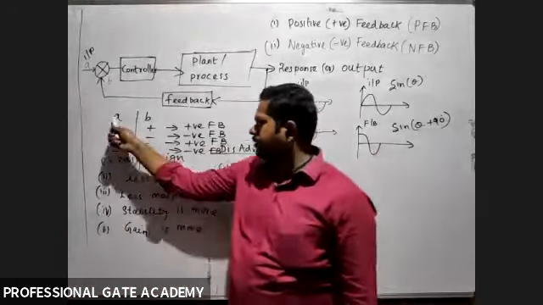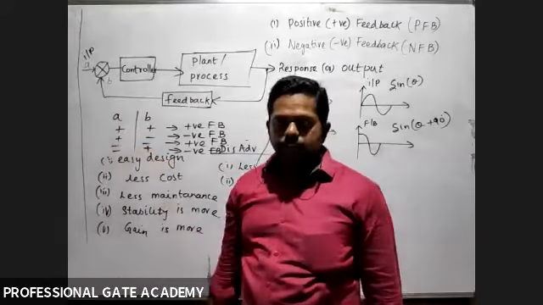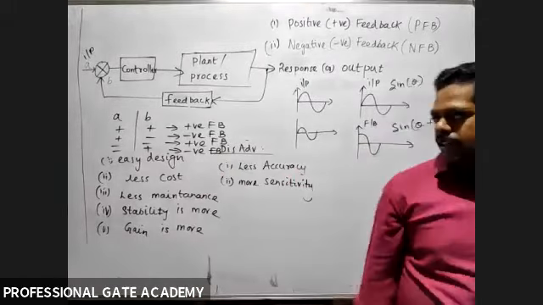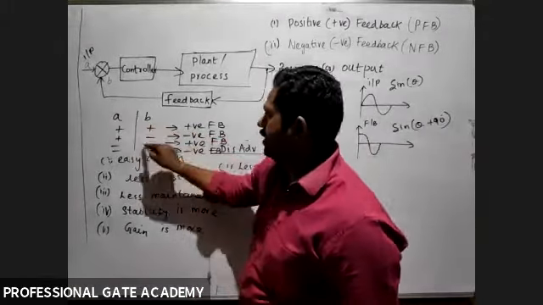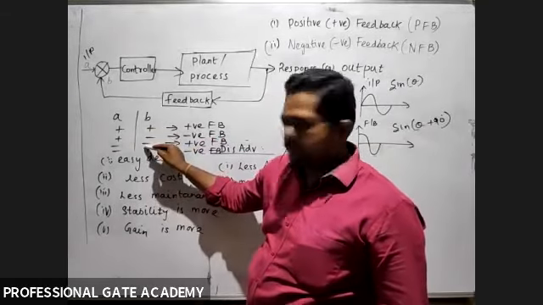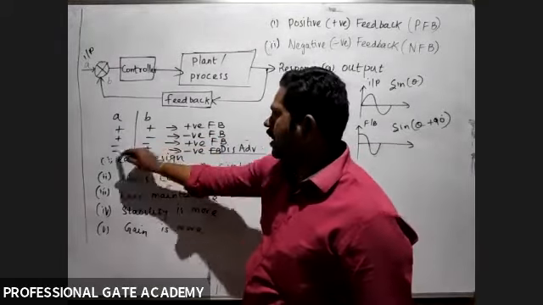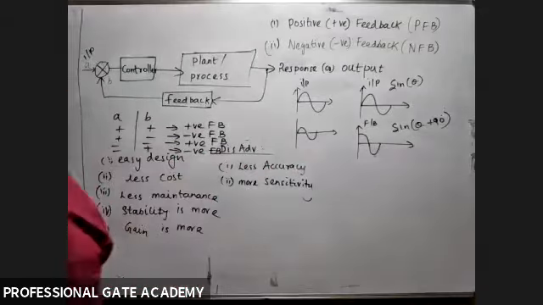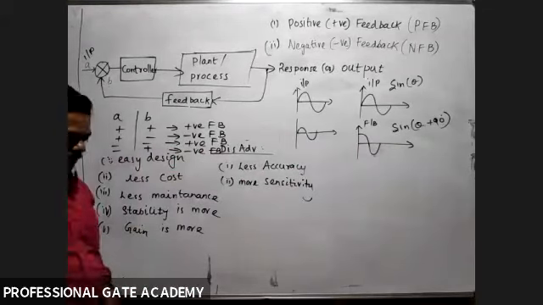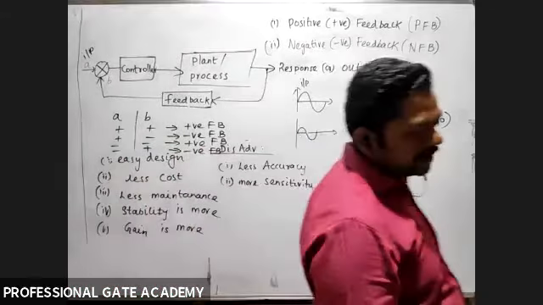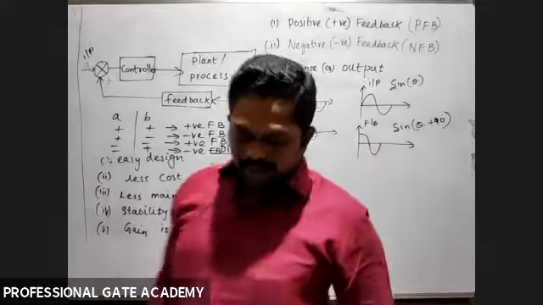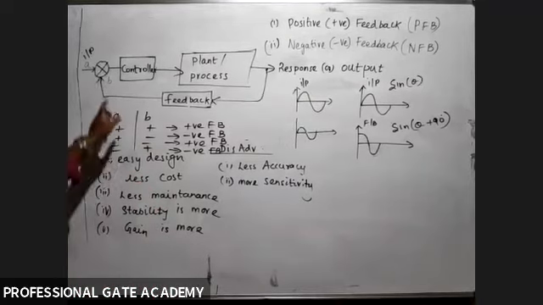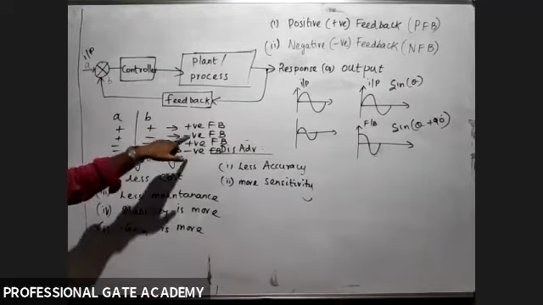If both A and B are the same sign, note this down. If A and B are the same sign, what feedback? Positive feedback system. If A and B are opposite sign, negative feedback system. Please note down. If A and B are the same sign, positive feedback system. If A and B are opposite sign, then negative feedback system.